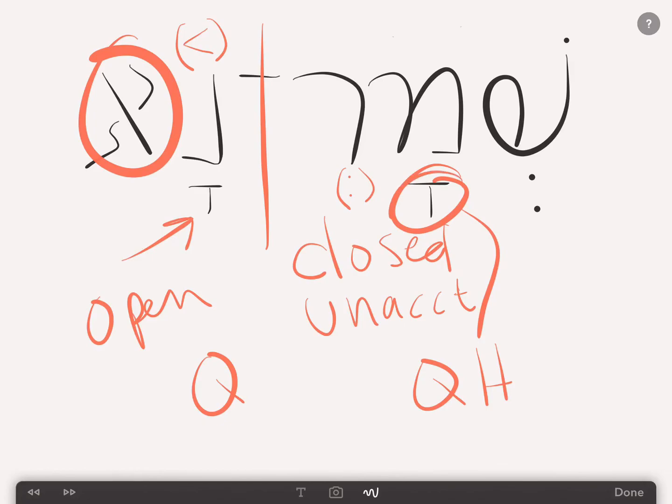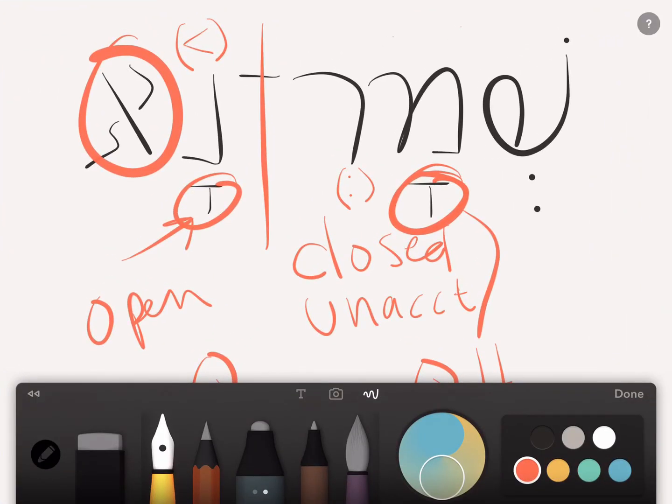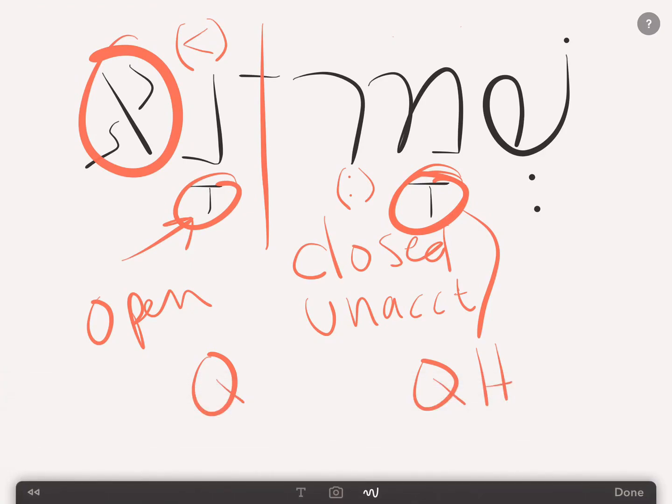But this is an O, this is an A. So hopefully that will help you distinguish some of those. I don't have any more examples on that one, but let me know what questions you have. I hope these continue to be helpful.